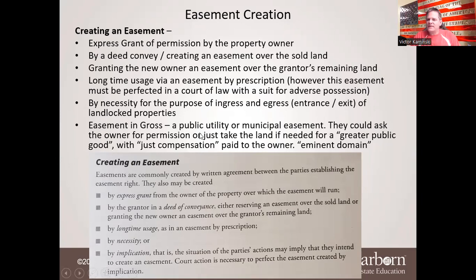This is the only type of easement that will go away if it's no longer needed. Now, if you don't have an easement and a public utility wants to create an easement on your property, well, they're going to have to pay you for the usage. They have to justly compensate you for that usage of your land too.